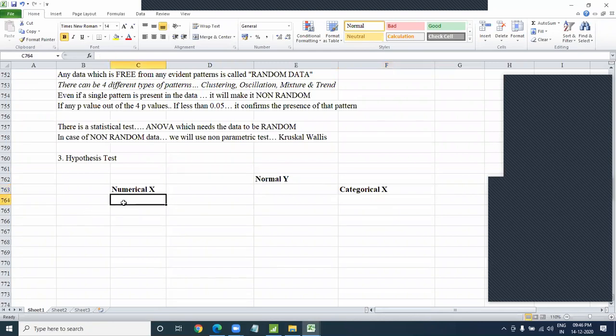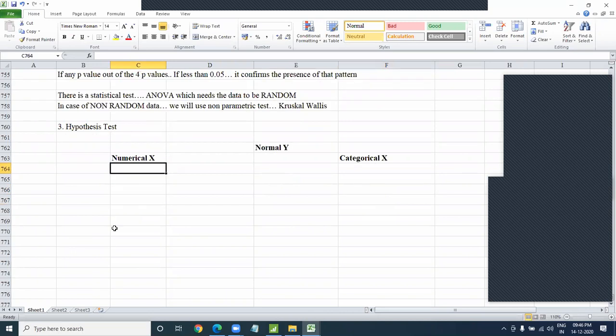Now, if you have a numerical X, what is the name of the test you will be performing here? So here you will be performing a statistical test and a graphical test. So you will have two types of tests. One is statistical, another is graphical. The statistical test will be correlation. This is the name of the test, and the graphical test will be scatter plot.